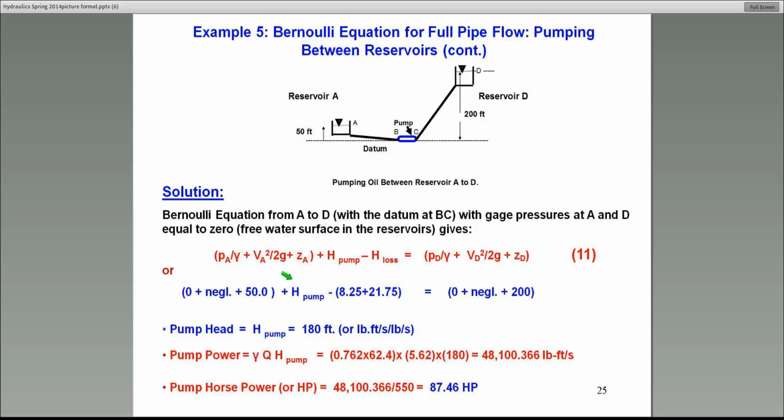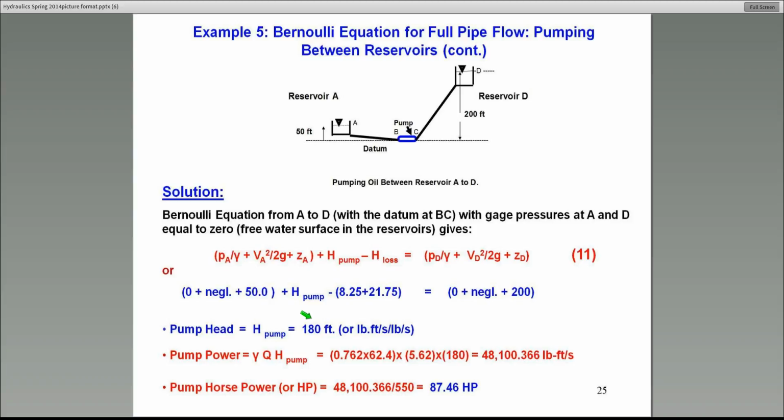The head delivered by the pump is unknown, so I'm going to call it H pump. Of course, the head losses between section A and section D are 8.25 plus 21.75. So add them together, and that's due to friction, minor loss, or whatever you may have. And on the right-hand side, PD over gamma is again 0, velocity is negligible, and the height of point D is 200 feet above the datum. So if you put it all together, the head delivered by the pump is equal to 180 feet.